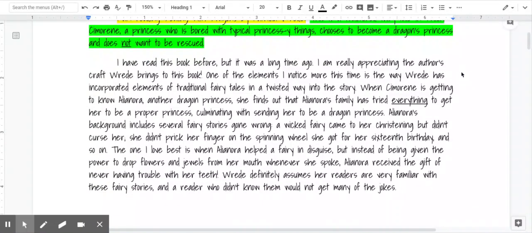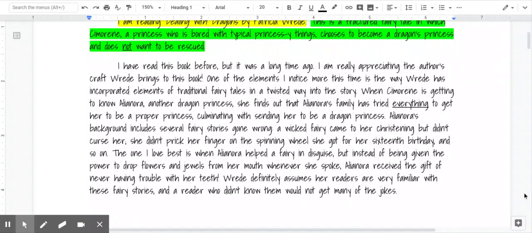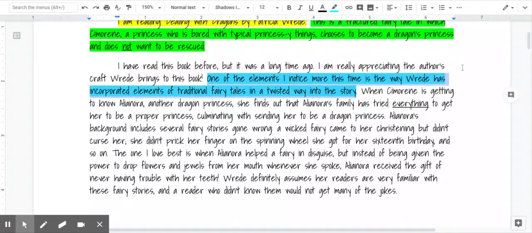And then I get into talking about my thinking about the book. So in this case, I identify what I'm talking about here. So I said that I notice, since this is a reread, I'm putting in some things that I've noticed more this time. And then after saying what I'm thinking about, I give some information from the text about it.